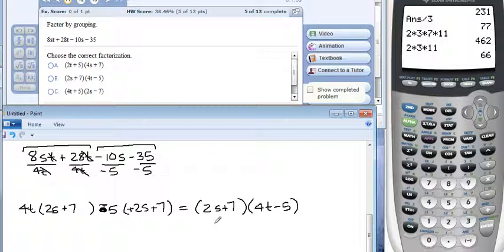Okay? Does it matter if the 4t minus 5 is on the back end? No, because again, multiplication is commutative. Remember, addition and multiplication can go either way. Subtraction and division cannot. Okay?